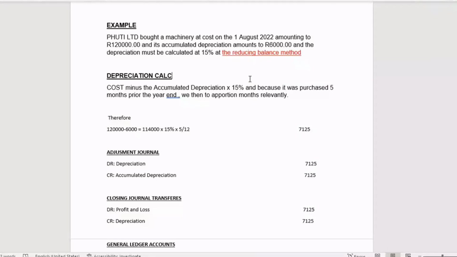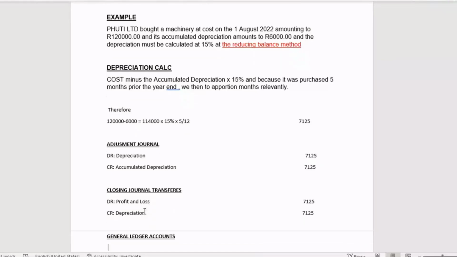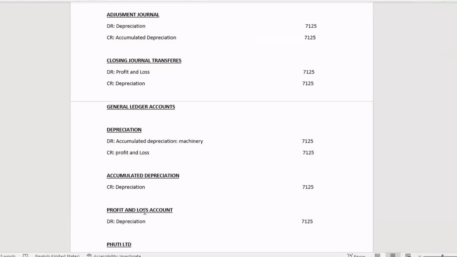Let's have a look at how the adjustment has been treated. So you debit your depreciation, and then you credit your accumulated depreciation with the same amount. Remember, the contra allocation account is the accumulated depreciation for depreciation. Closing journal: transfer to profit and loss, 7125. Remember, it's an income statement account. And you're going to have the depreciation of 7125.